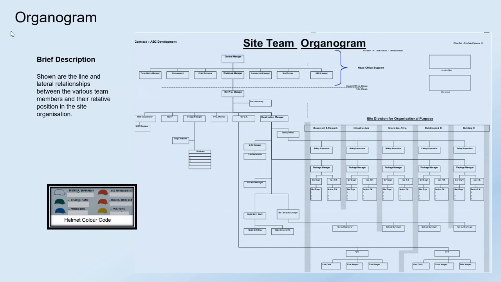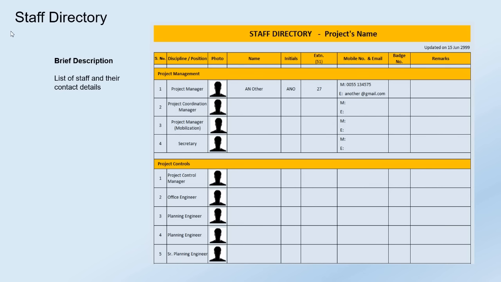Organogram, shown are the line and lateral relationships between the various team members and their relative position in the site organization. Staff directory with contact details.